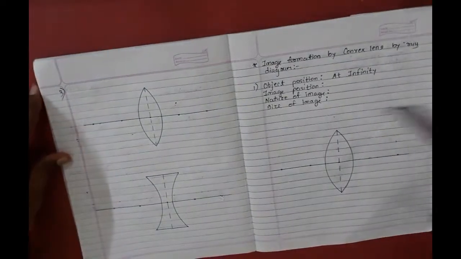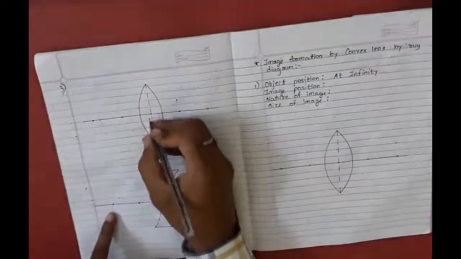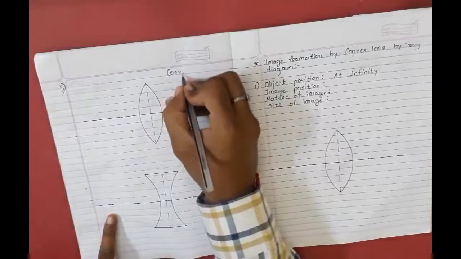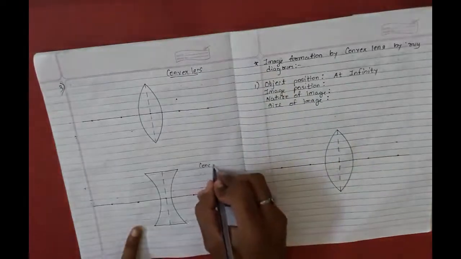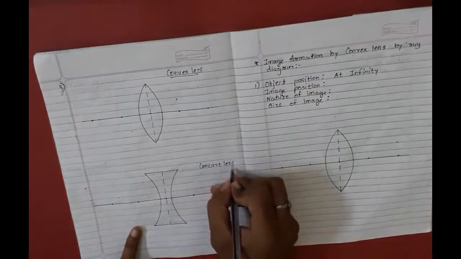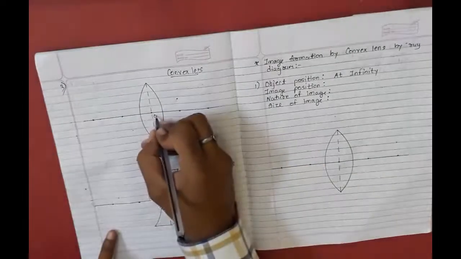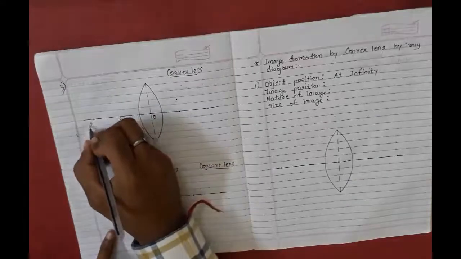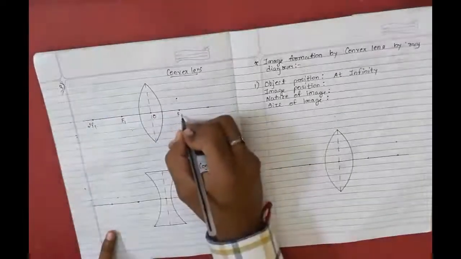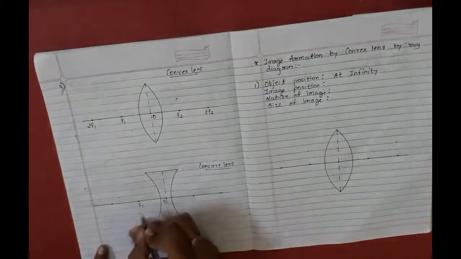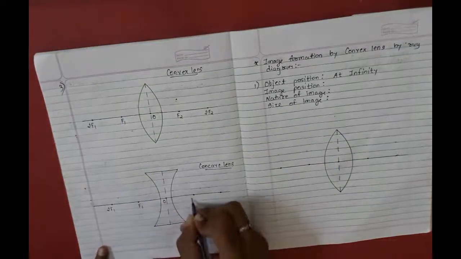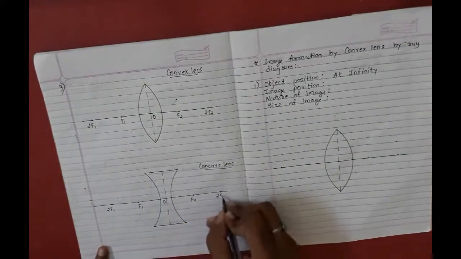ठीक है, now हम rule number 3 देखेंगे. So what is rule number 3? As per rule number 3, again this is your convex lens and this is your concave lens. ठीक है, this is your optical center O, this is F1, this is 2F1, this is F2, this is 2F2. Again it's optical center, this is F1, this is 2F1, this is F2, this is 2F2.